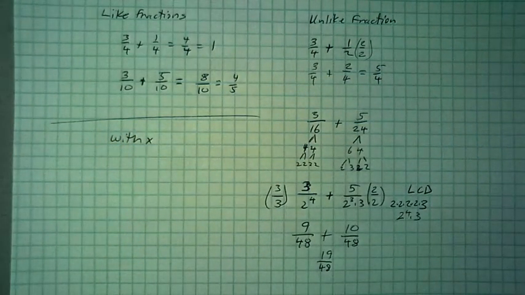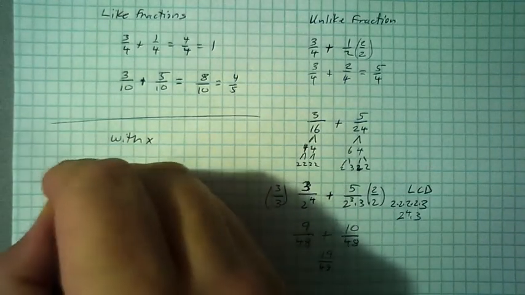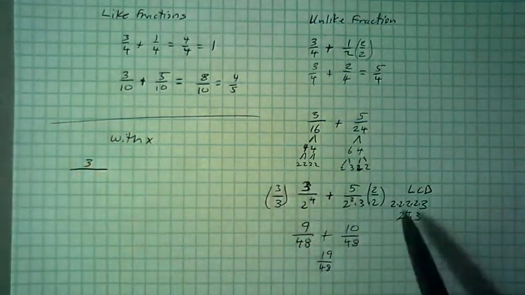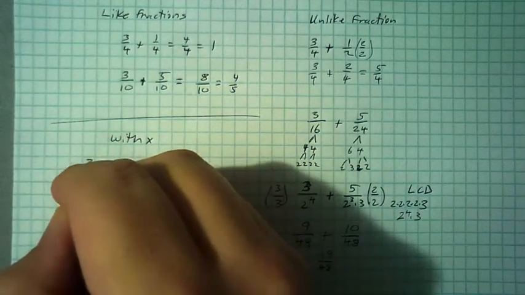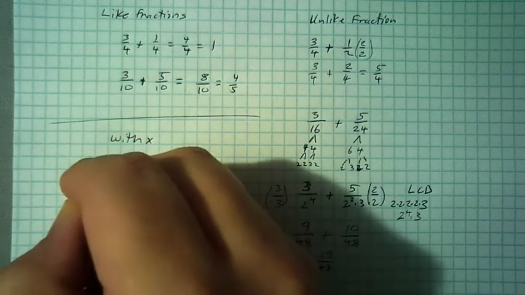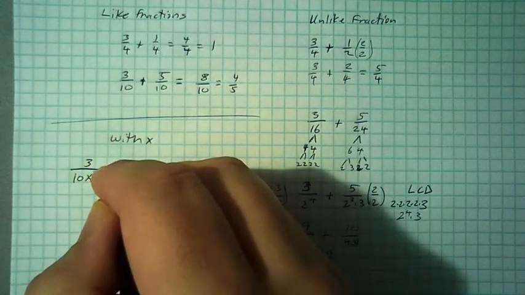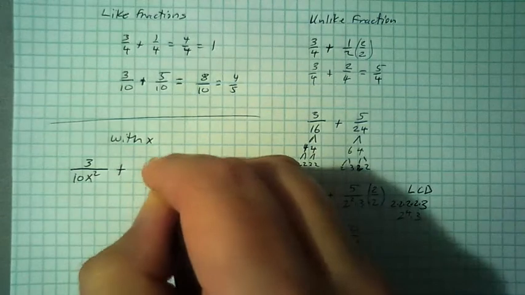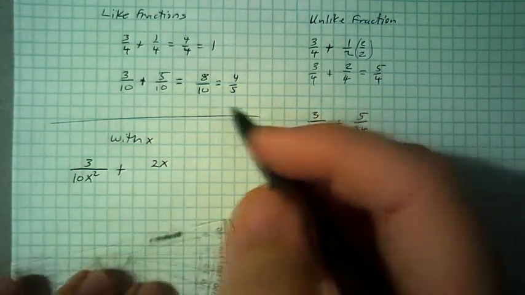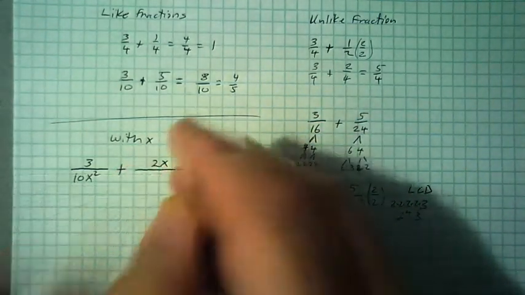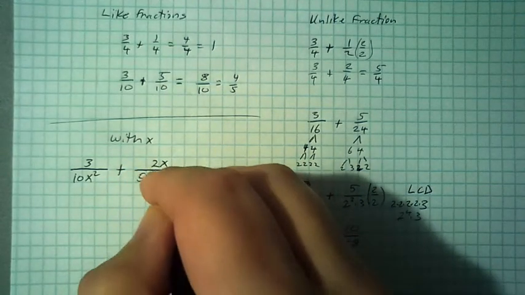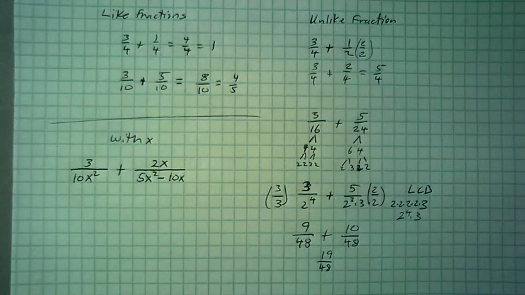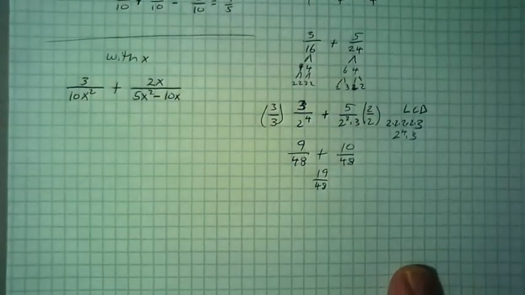So with variables, the whole least common denominator thing looks a little different, or it feels different anyway, but the process is going to be the same as this one, which may or may not be the way that you've seen this before. But let me talk you through it piece by piece. 3 over 10x squared plus 2x over 5x squared minus 10x. Now this is a fairly common level of complexity for these problems.